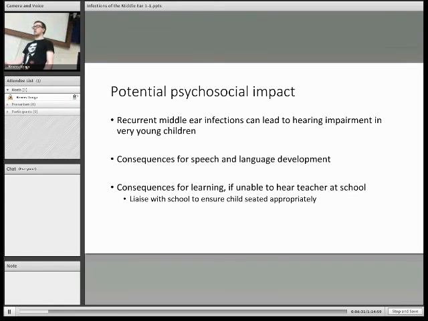So consequences for learning would be that they might be unable to hear the teacher at school, which can also lead to behavioural problems because they just can't hear the teacher and can't pay attention. So you need to liaise with the school to make sure that the child is seated appropriately and so can hear the teacher and can learn properly.